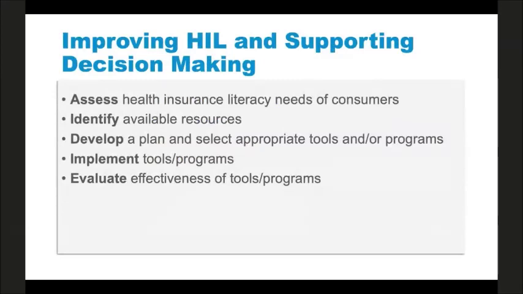Our whole training will also help you implement easy strategies to help identify needs of your consumers and communities and establish a plan of care for them. The training modules are designed to help you assess health insurance literacy needs of the consumers that you work with. It'll help you identify available resources. It'll help you develop a plan and select appropriate tools and/or programs to support your consumer needs. It'll help you implement or even evaluate those tools once they're put in place to make sure that it's working.